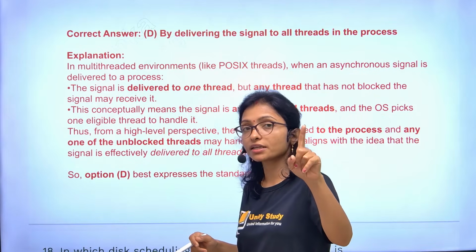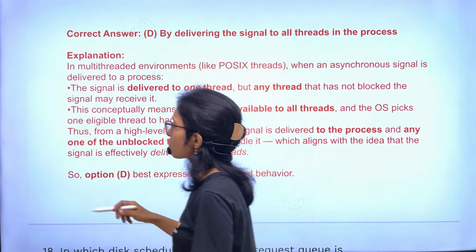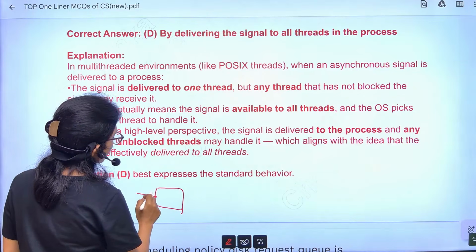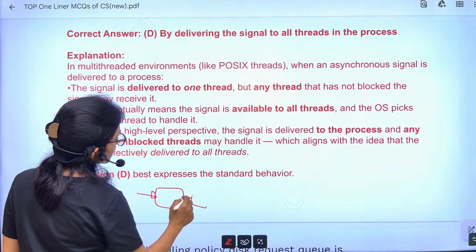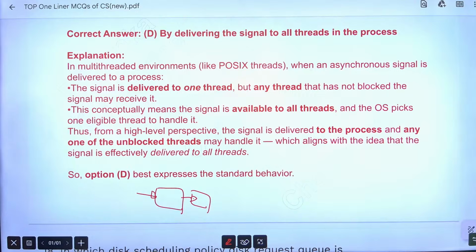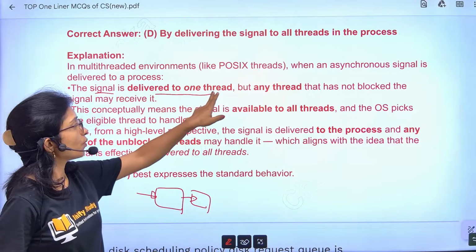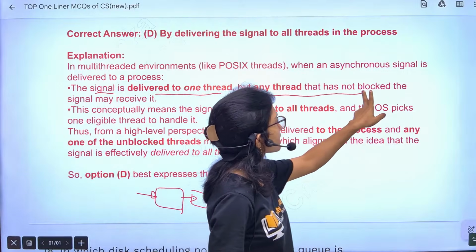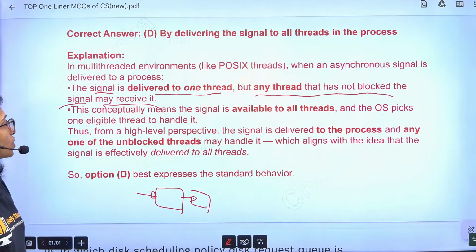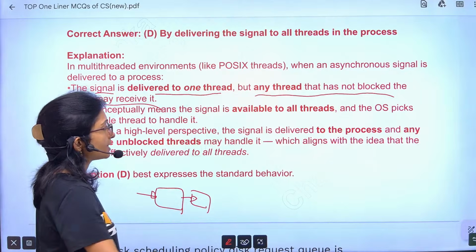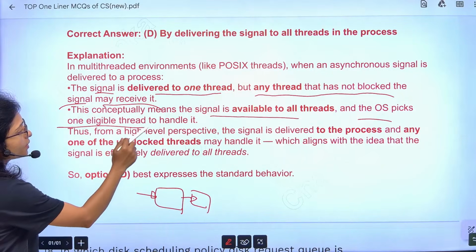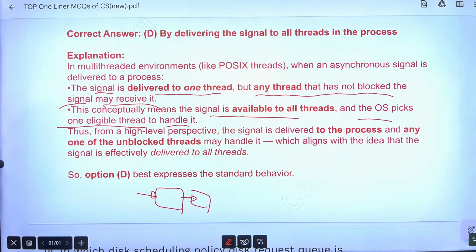counter. Asynchronous, we did in digital logic also. What was that asynchronous counter? We saw that only one clock pulse you are giving directly. After that, this output is working as the clock pulse of another one. Like that it was working, right? So here also the same concept: the signal is delivered to one thread, but any thread that has not blocked the signal may receive it. So conceptually the signal is available to all threads and the OS picks one eligible thread to handle it. Okay.